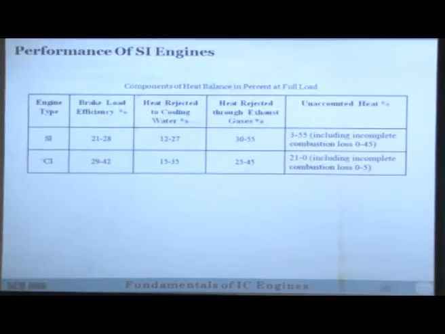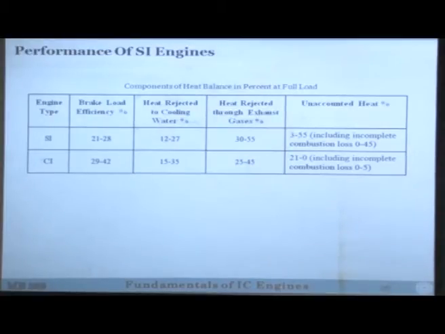So if you look at the typical components of heat balance at full load, SI engine typically has 21 to 28% brake thermal efficiency. If you look at the same numbers for CI, much better, 29 to 42% energy will go into useful work, and heat rejected by cooling can be 12 to 27%. Here this will be 15 to 35%. But if you look at exhaust gas temperature, this will be much higher here, up to 55%. And exhaust gas from the diesel engine will be lower.